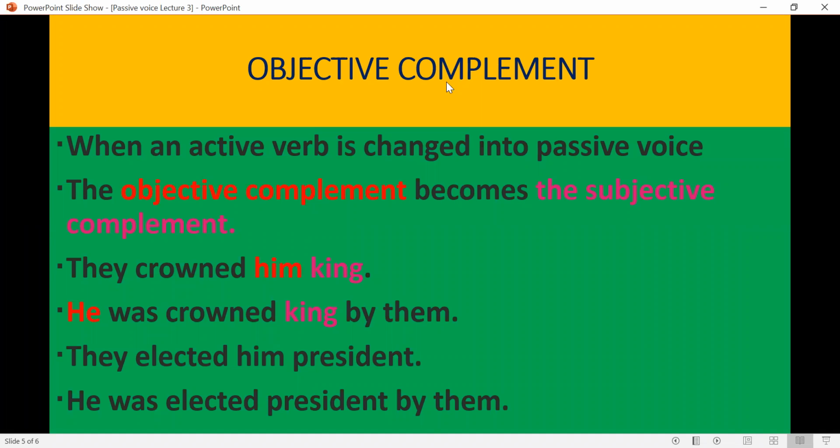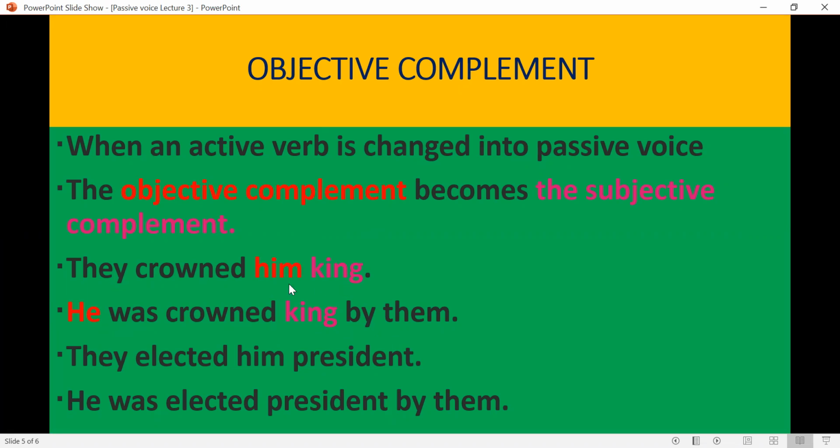There are sentences where an objective complement is used. That objective complement becomes the subjective complement. They crowned him king. King is a complement. They crowned him king. He was crowned king by them. This objective complement becomes the subjective complement.